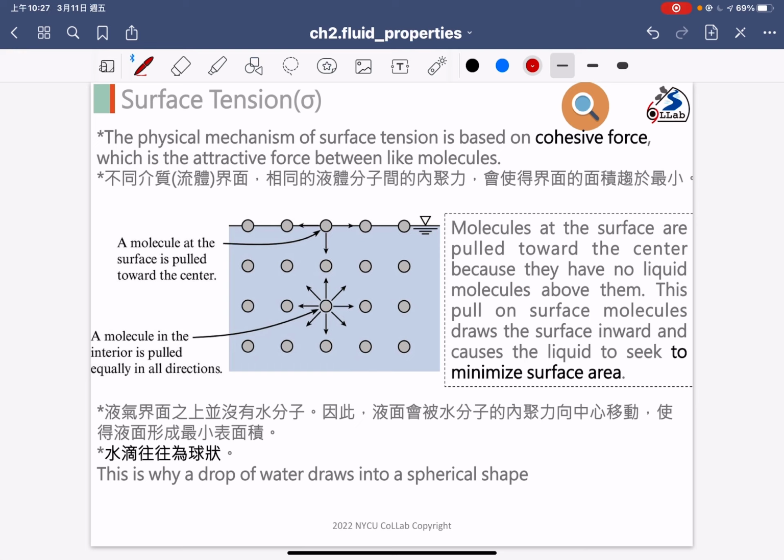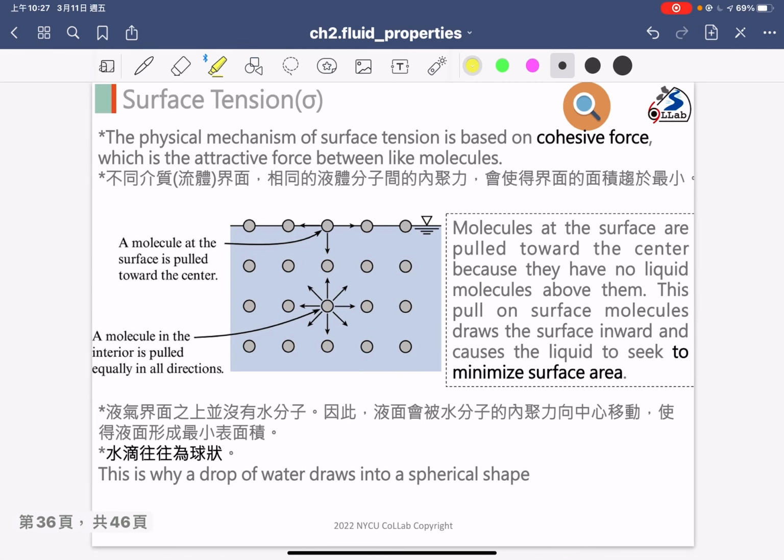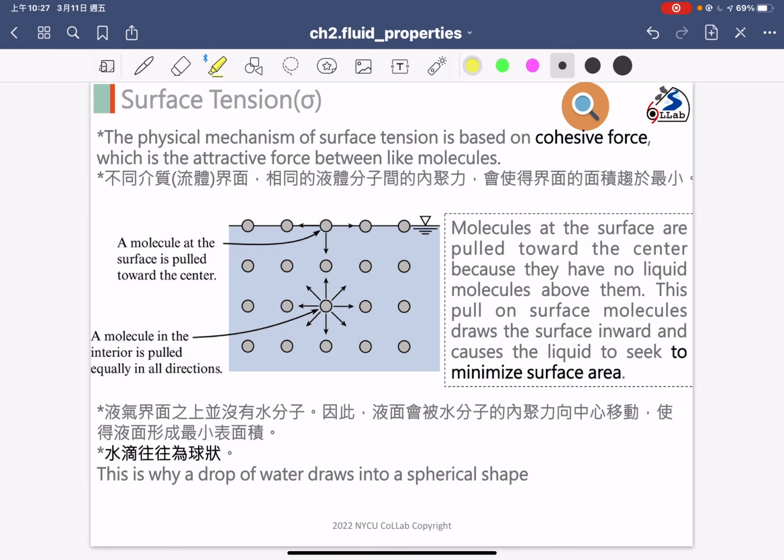You see the sentence I wrote down here: the physical mechanism of the surface tension is based on the cohesion force. So what is the cohesion force? If we have water, and the surrounding material is also water molecules, they are the same material. The same material has the cohesion force. That means if it is a different material, at the boundary between different materials, there is some external force.